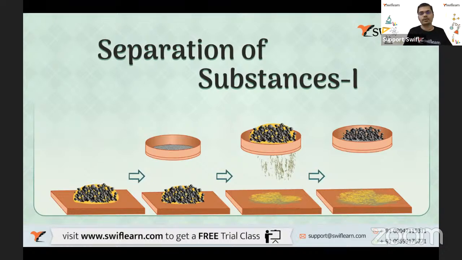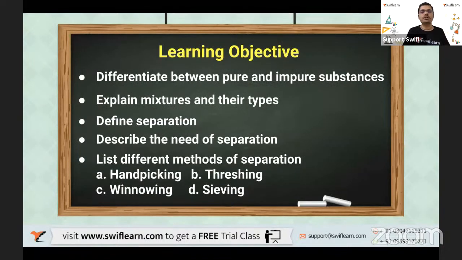So in this, we discussed all these 4 points: differentiation between pure and impure substances, explain mixtures and their types, 2 types, homogeneous and heterogeneous, separation, definition we discussed, need of separation. And the 4 methods of separation: hand picking, threshing, winnowing, and sieving. Everyone should be able to remember these 4 things. Hand picking, threshing, winnowing, and sieving.